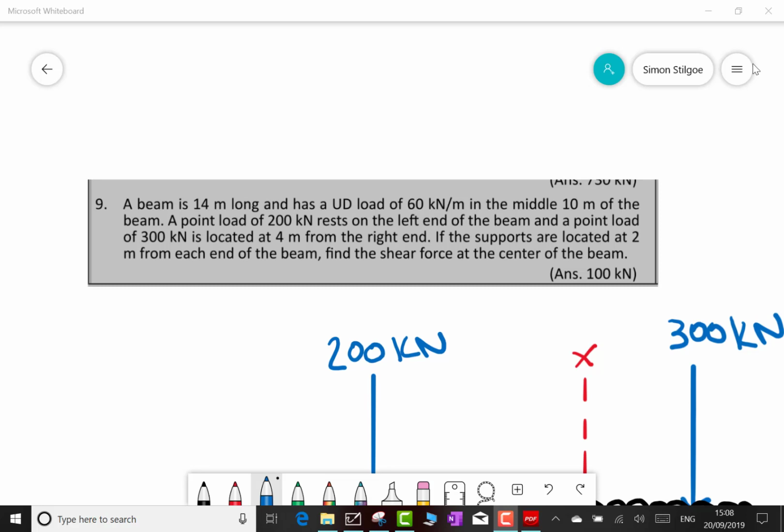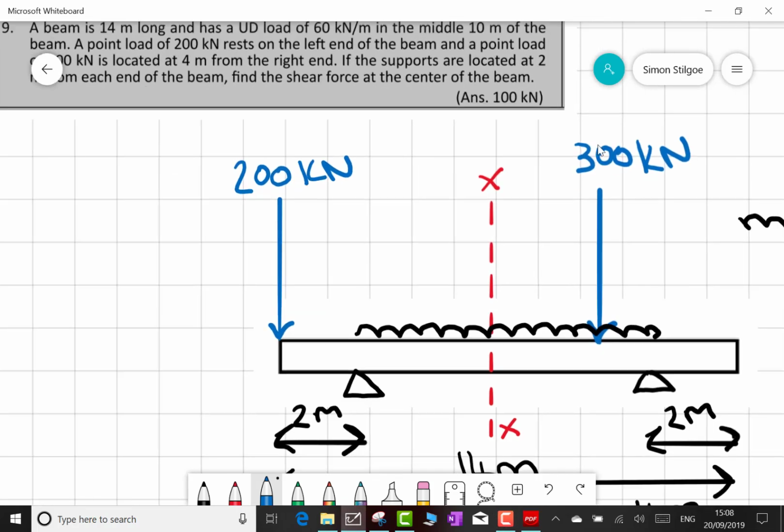So the question reads, a beam is 14 meters long and has a uniformly distributed load of 60 kilonewtons per meter in the middle 10 meters of the beam. A point load of 200 kilonewtons rests on the left end of the beam, and a point load of 300 kilonewtons is located at 4 meters from the right end. If the supports are located at 2 meters from each end of the beam, find the shear force at the center of the beam. According to the textbook, the answer is 100 kilonewtons. So let's see if we can work this out and agree with that number.